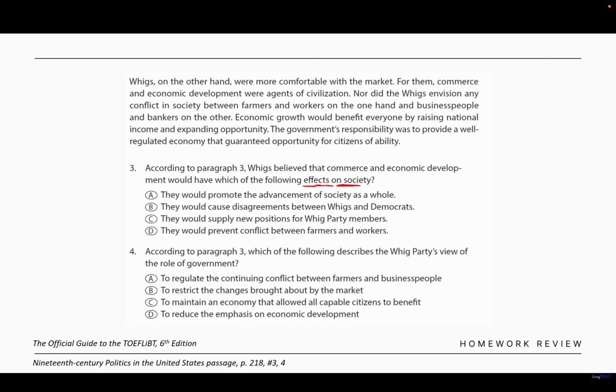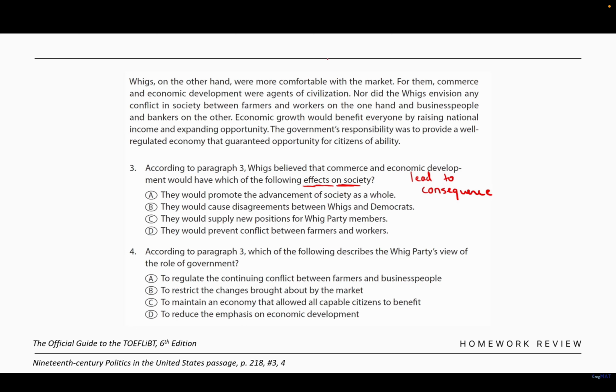The implementation on the society. I know I'm not getting it correctly. No worries. So you could use a phrase like lead to. Or consequence. You could use something like that, right? So the Whigs had an opinion that commerce and economic development would lead to something, right? Yeah. It would lead to something.